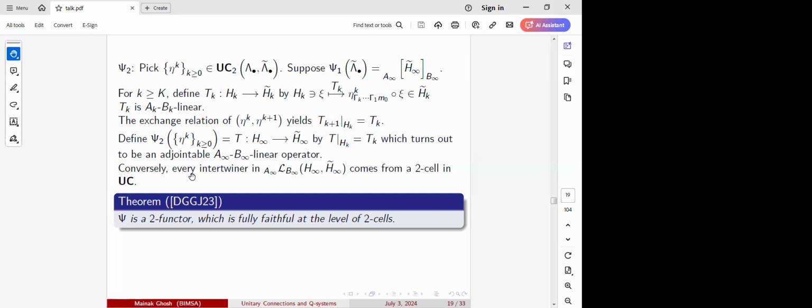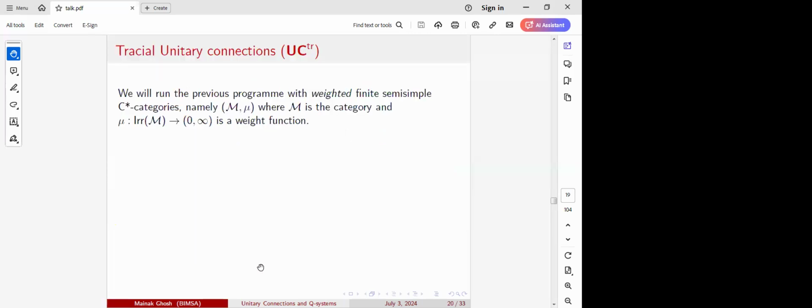Okay. So now, since we have obtained the realization of UC in terms of right correspondences, the question is, can we take a double star completion of UC and provide a realization into the two category of one-dimensional algebras? By double star completion of UC, I mean whether there is a bigger two category, which is a double star two category, and which contains a copy of UC. Now, to answer this question, we need some more information, and the extra information that we need are weight functions on the set of irreducibles of those finite semi-simple categories. So as before, we will run the previous program with weighted finite semi-simple categories.